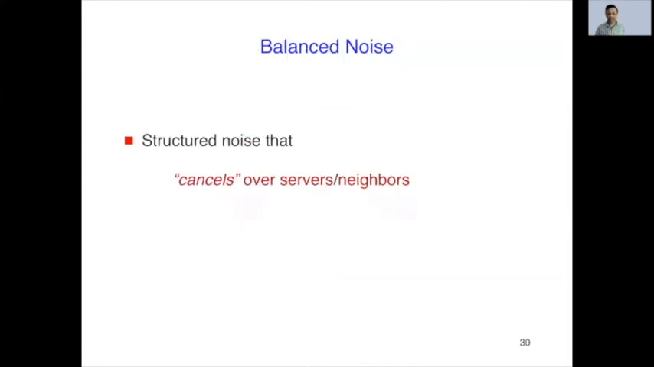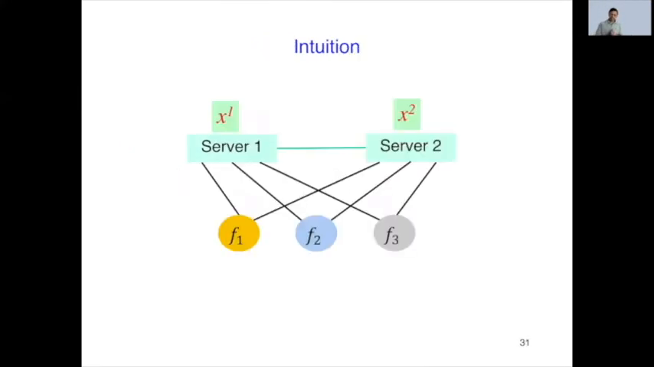But the key principle is to introduce noise in some structured way. It's not completely random, so that it cancels over all the servers. Or when we apply this to peer-to-peer schemes, the noise will cancel over the network somehow. So we haven't discussed distributed optimization with multiple servers yet, but the algorithms for multiple servers are actually quite similar to single server in the following sense.